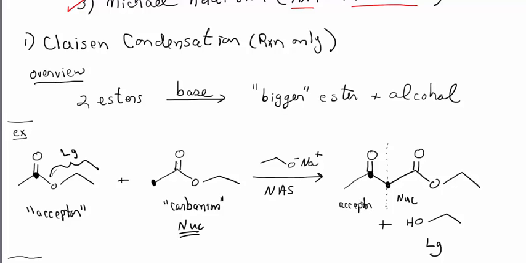And essentially that's all you're going to be responsible for knowing for the Claisen condensation. Since I did not really focus on the mechanisms of base catalyzed or base mediated NAS reactions back in chapter 18, all I want you to know is this reaction. So again, you've got two esters coming together to form a bigger ester. One of the esters will act as the nucleophile. The other ester will act as the acceptor, which will also have a leaving group.